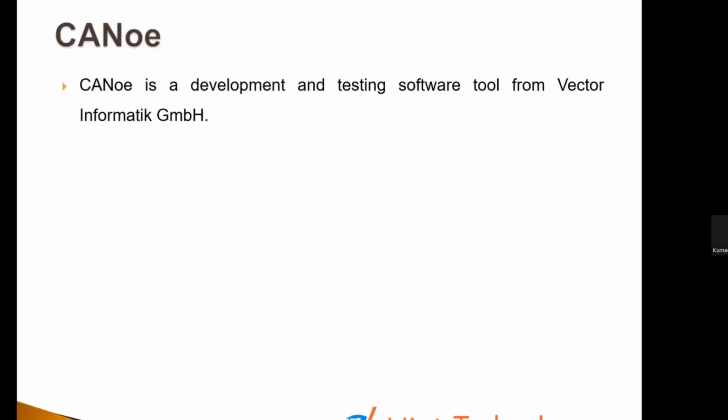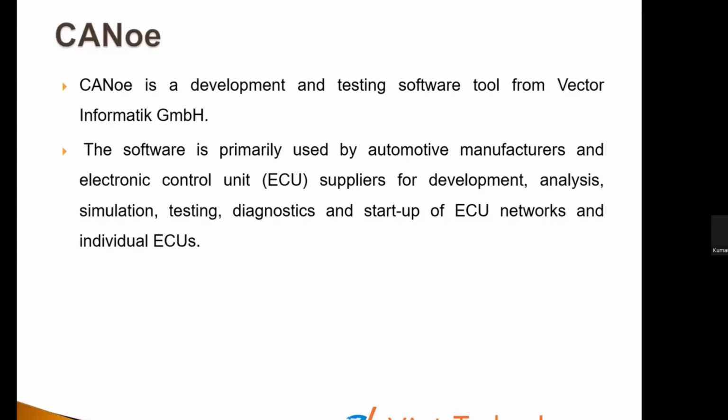This CANoe is a development and testing software tool from Vector Informatik. The software is primarily used by automotive manufacturers, ECU suppliers, Tier 1 suppliers, Tier 2 suppliers, everybody. It can be used for development, analysis, testing, simulation, diagnostics, and sometimes for startup of ECU networks and individual ECUs.